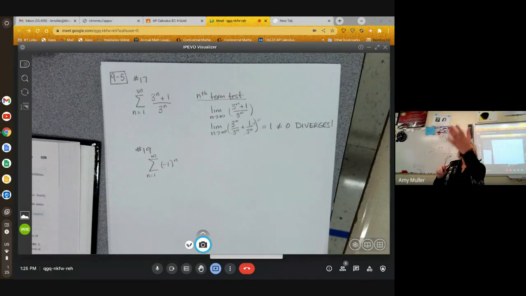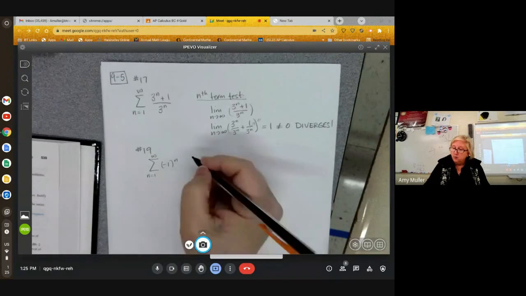So even if it goes to 0, it may still diverge. You just don't know. You have to try something else. Because we know that you can't add numbers that are not getting smaller. We just know that. That's why the nth term test is an nth term test for divergence. And if it's 0, you've got to try something else. Okay, I'm sorry, I'm almost done writing.